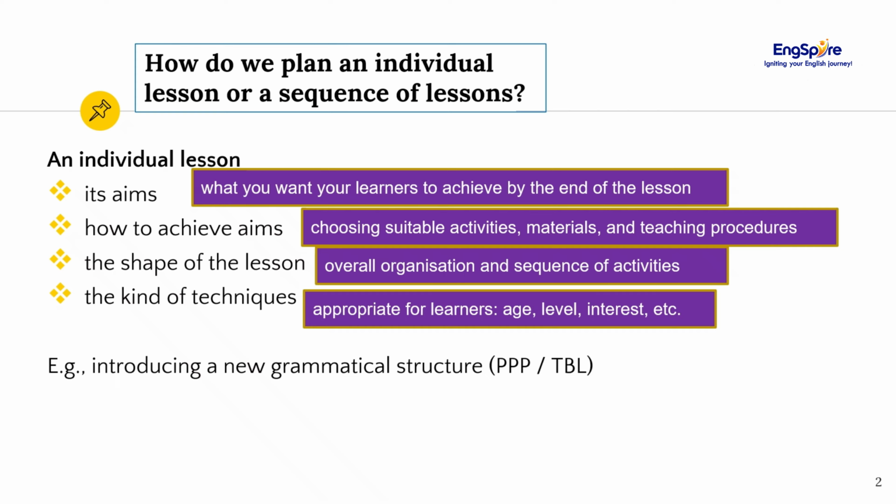In the PPP approach, first, the teacher presents the new language using a situation, gets learners to practice it in exercises or other controlled practice activities, and then asks learners to use or produce the same language in a communicative and less controlled way.